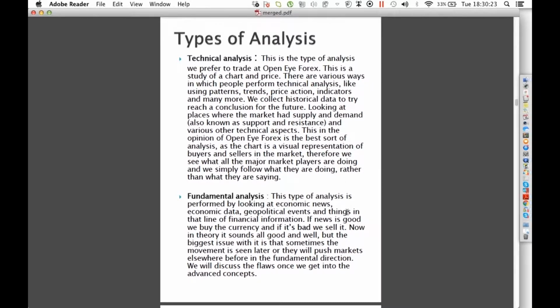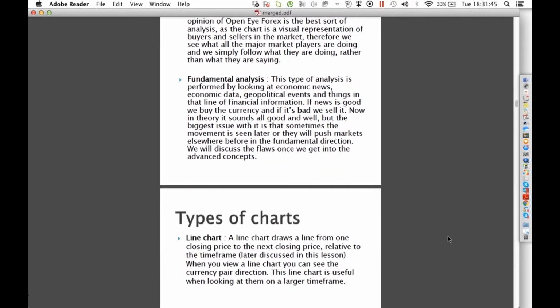The second type of analysis is fundamental analysis. This type of analysis is performed by looking at economic news, economic data, geopolitical events, and things in the line of financial information. If news is good, we buy the currency, and if news is bad, we sell it. Now, in theory, it sounds all good and well, but the biggest issue with it is that sometimes the movement is seen later, or they will push markets elsewhere before the fundamental direction. We will discuss the flaws once we get into advanced concepts.